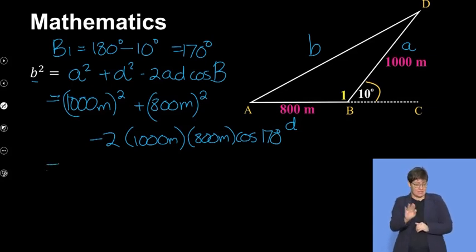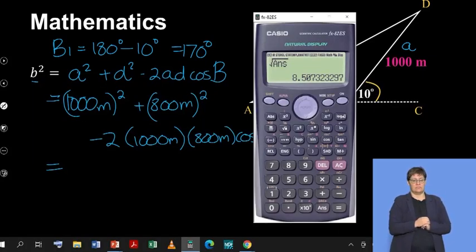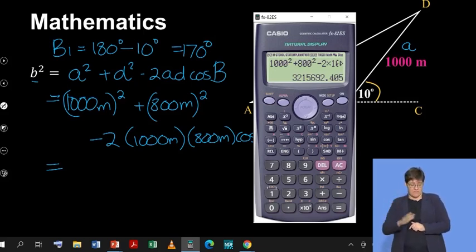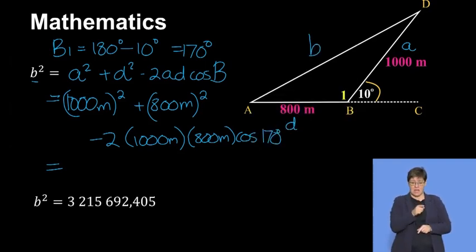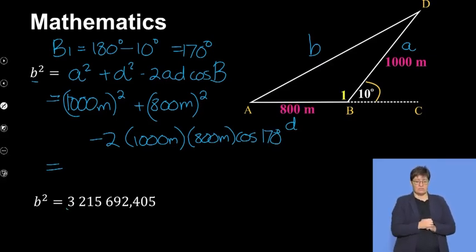Okay, let's put this into the calculator quickly. So this is easy. It's going to be 1,000 squared plus 800 squared minus 2 times 1,000 times 800 times cos of our angle, and our angle was 170 degrees. And so our answer is approximately 3215692.405. So that's the answer that we end up with. We got our answer for b squared.